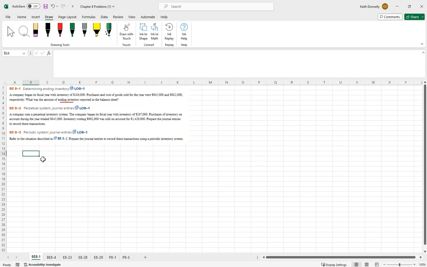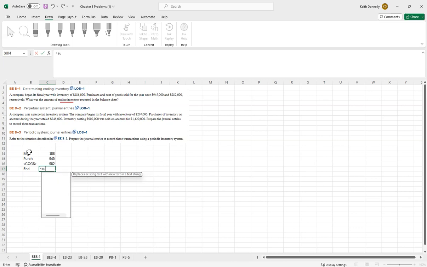So we know our inventory T account. Essentially, it's going to be our beginning inventory of 186. Then we're going to do our purchases of 945. We'll back out our cost of goods sold, in this case 982. And then that will get us our ending. If we just sum these, there we go. Our ending inventory is 149.